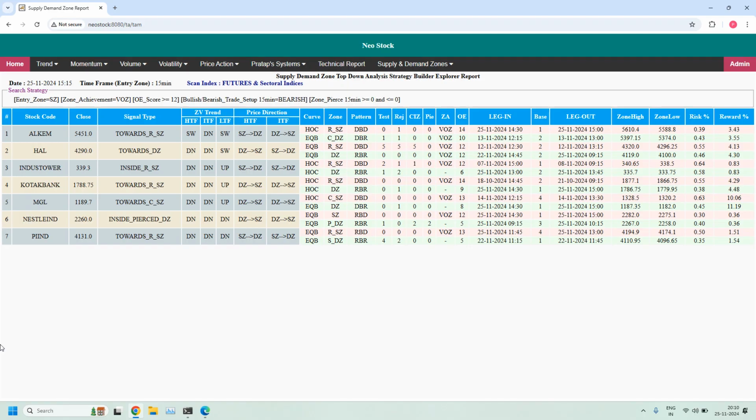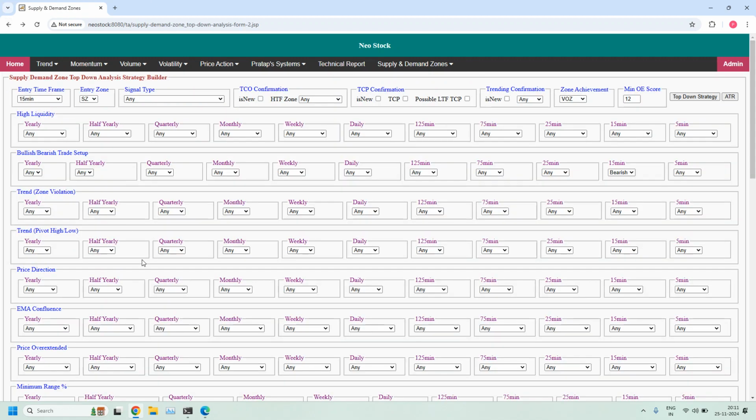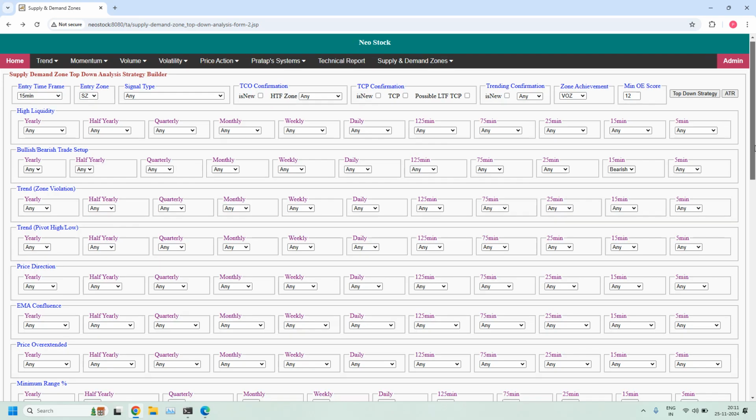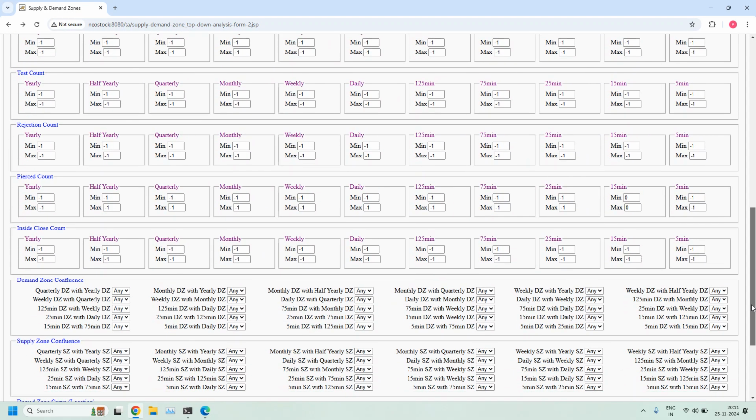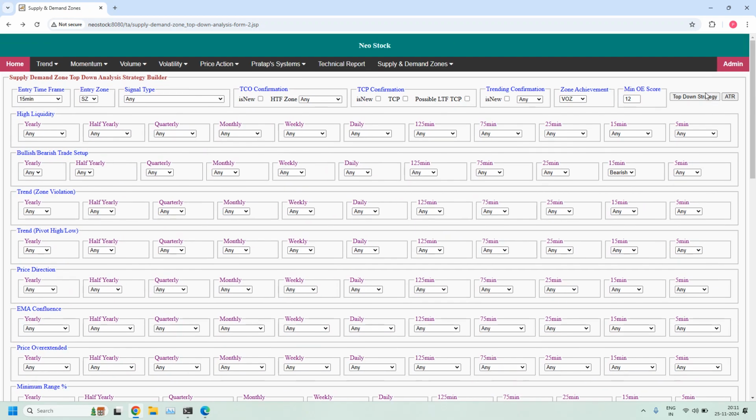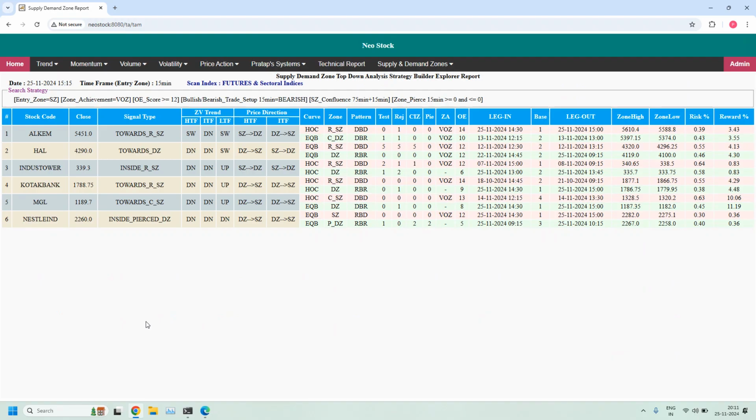Out of these 7 15 minute supply zones, there could be some high probability supported stocks available. Let's find them based on zone confluence. First filter is based on LTF and ITF supply zone confluence. That is 15 minute supply zone with 75 minute supply zone confluence. With this filter, we got 6 stocks. Out of 7, 6 stocks.